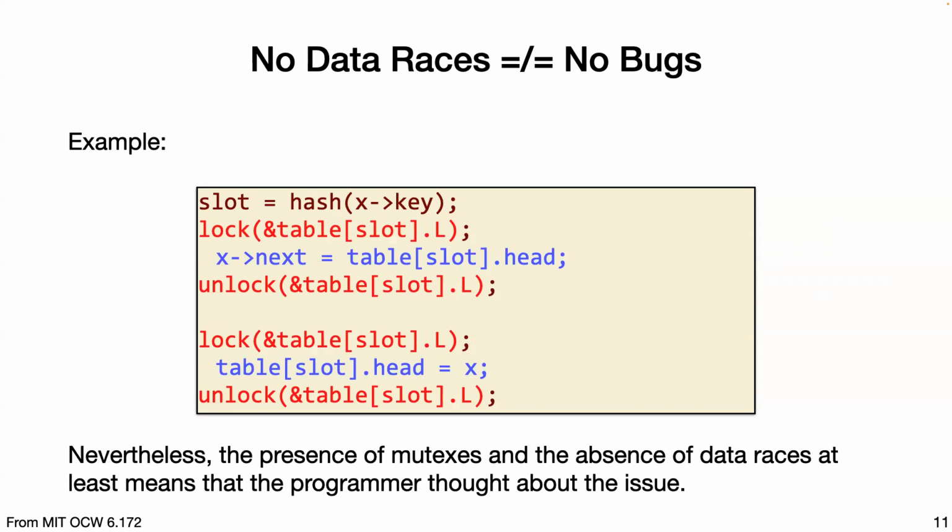However, in this example, the fact that somebody did use mutexes means that they thought about data races and atomicity. It just means that it is subtle to get it right, because you have to think about the entire set of operations that needs to happen on the data structure.